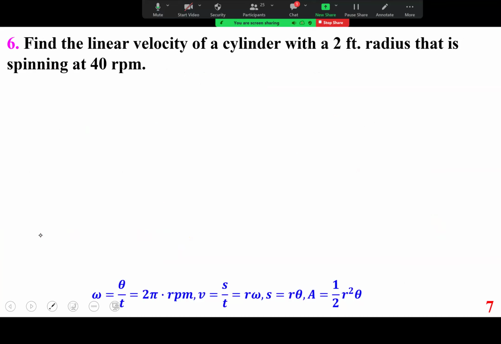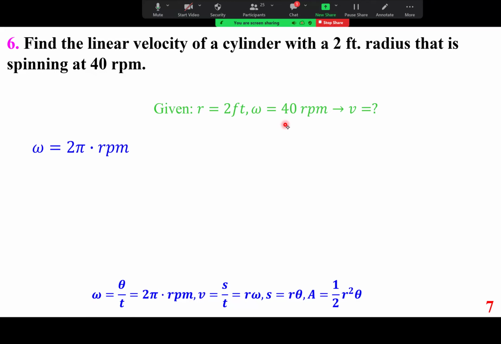Find the linear velocity of a cylinder with a 2 feet radius that is spinning at 40 rpm, revolutions per minute. Again, the formulas. What is given? Always write the given. r is 2 feet. Omega is 40 rpm, which with multiplication by 2 pi becomes radians, and the velocity is missing. So the very first thing, this has to be changed. Revolutions per minute or per second or any unit of time has to be changed; whatever it is, just multiply it by 2 pi.